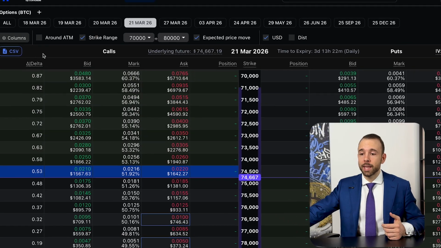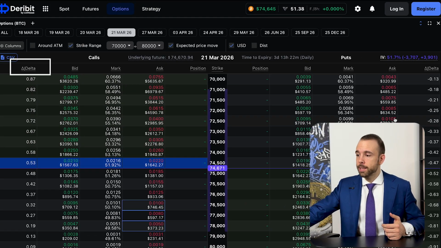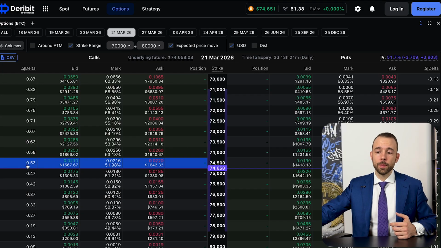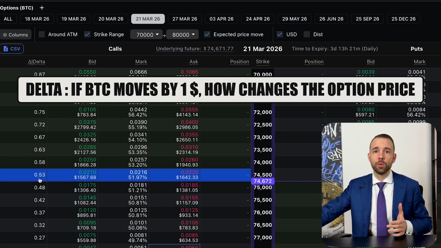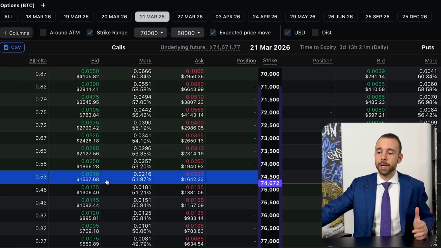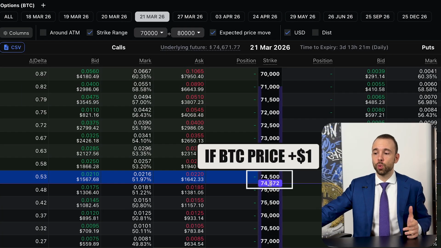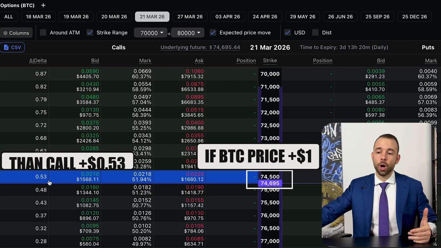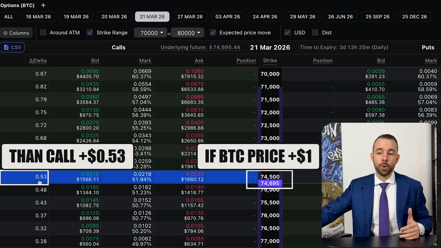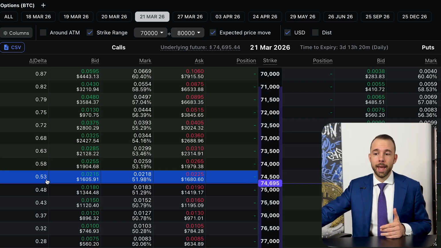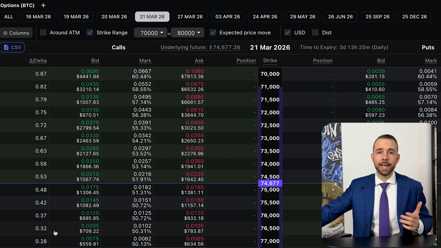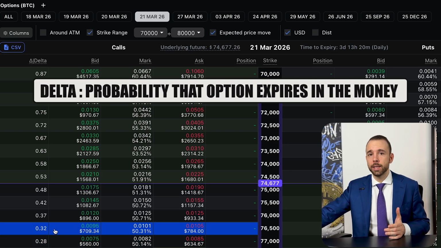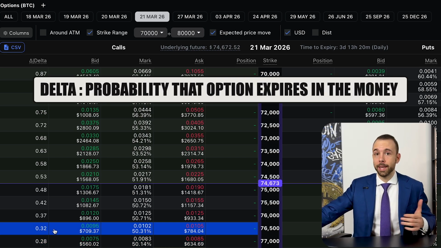And on the left side for the calls and right side for the puts, we can find the delta. Delta shows me how the option price will change if the Bitcoin price moves by $1. For example, if the Bitcoin price will move $1 higher, the call option will move by $0.53. And you can find the delta for each strike price. And also delta shows the probability that this option will end up in the money.